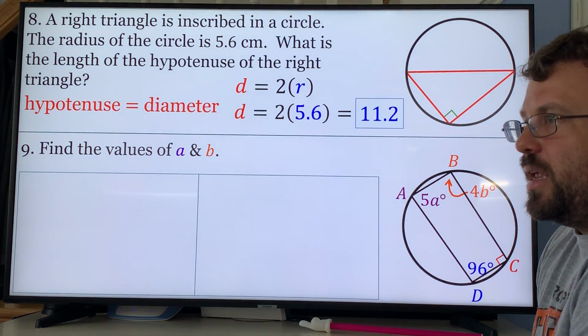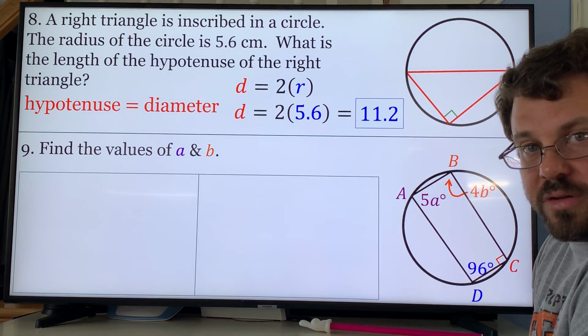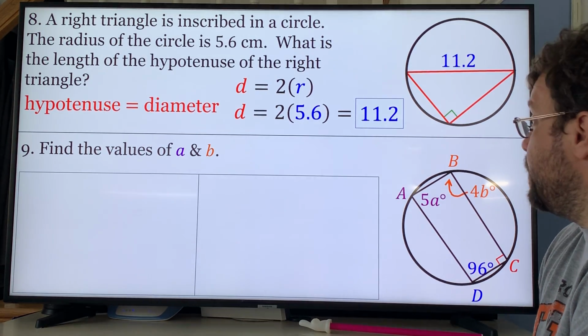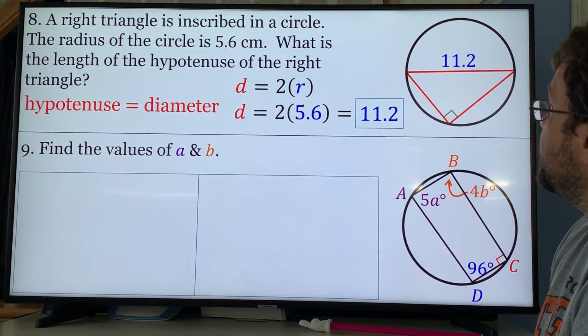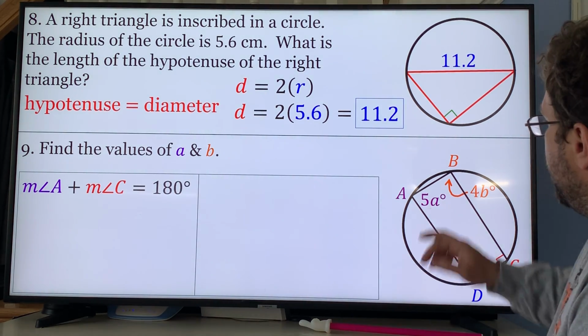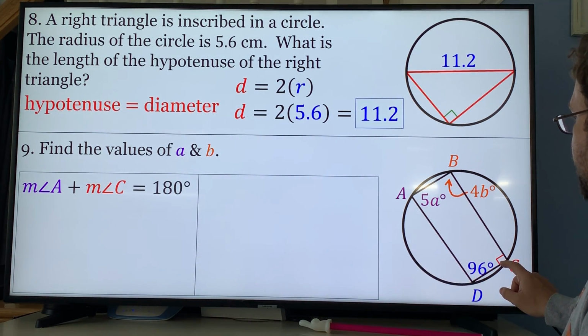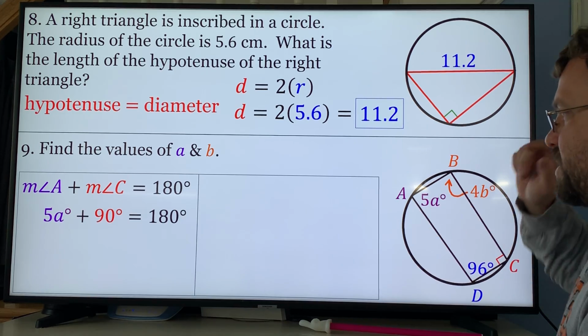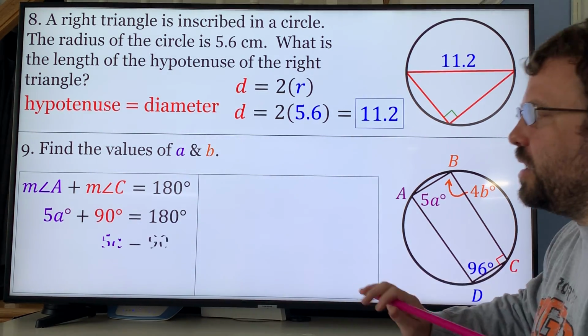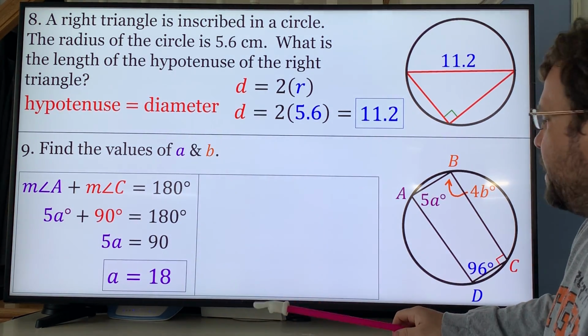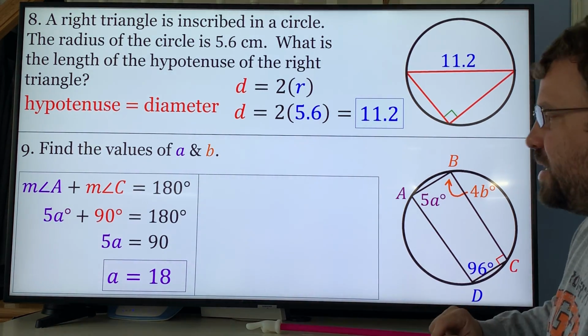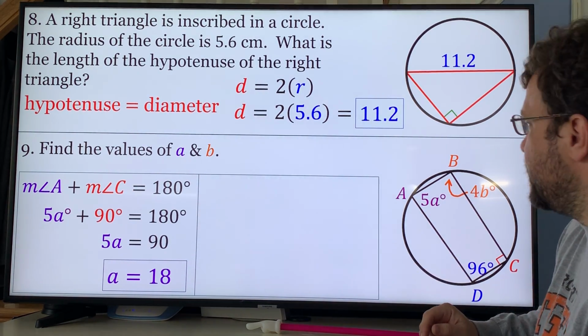Good. You should use that opposite angles in a quadrilateral are indeed supplementary, meaning they add up to how many degrees? 180. A plus C is 180. That's a 90-degree angle, right? 5A plus 90 is 180. Subtract 90 from both sides and divide by 5, and you get A is 18. 5 times 18 is indeed 90. Good way to check your answer.